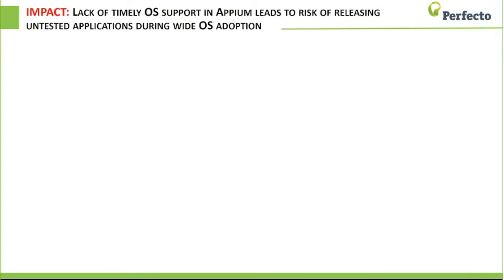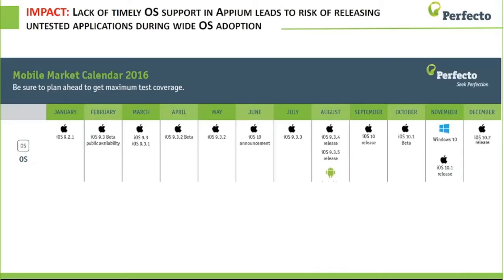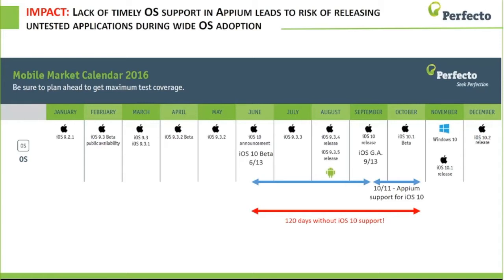So let me give you one example. If we look at the mobile market calendar for 2016, so this is when different versions of the operating systems were released throughout the year, we see that the iOS beta was released in June, and it went GA in September, right? So this is iOS 10. And then Appium actually introduced support only in October for iOS 10. So effectively, if you're an organization and you need to test on iOS 10, if you're purely using Appium, you're essentially looking at 120 days without iOS 10 support.